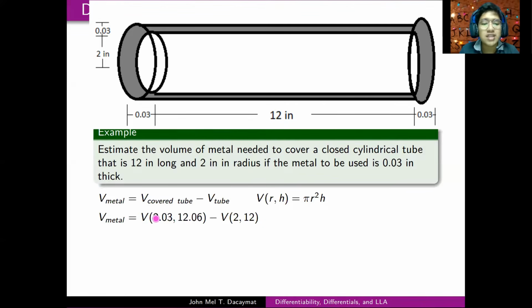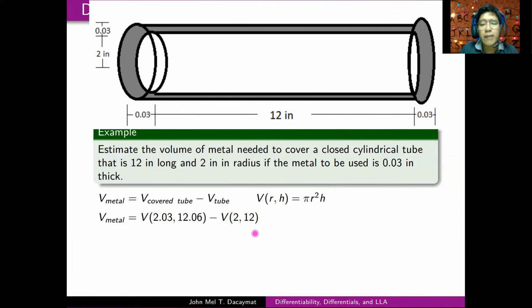Bakit iyan yung coordinates? Kasi yung radius ng aking original cylinder ay 2, tapos binalutan ko pa siya ng metal, yung thickness nga ng metal mo, 0.03. Kaya yung radius mo, dadagdagan ng 0.03, naging 2.03. Yung height mo naman, ay naging 12.06. Kasi po, 12 inches yung haba ng cylinder, at 0.03 yung kapal ng metal in both ends. So, dalawang 0.03 ang madadagdag sa aking height. Therefore, 12.06. Of course, minus the original dimensions for the volume of the original cylinder.